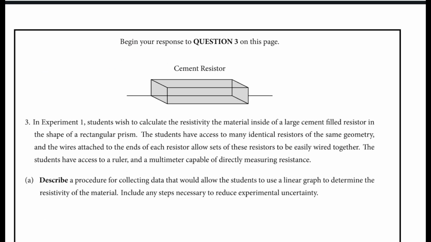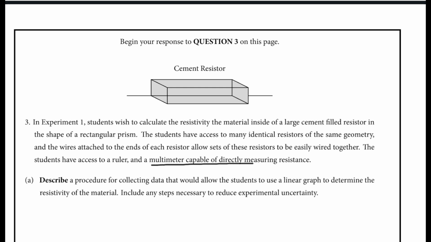So our lab question, question 3. In experiment 1, students wish to calculate the resistivity of the material inside a large cement-filled resistor in the shape of a rectangular prism. The students have access to many resistors that look like this. We have wires that we can wire these together, and we have a multimeter capable of directly measuring resistance.